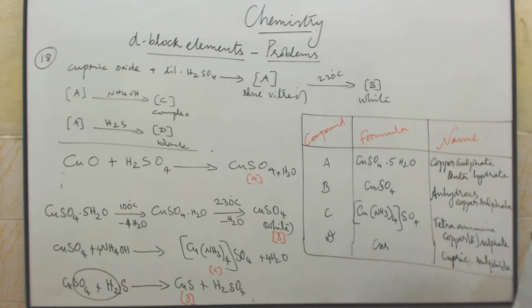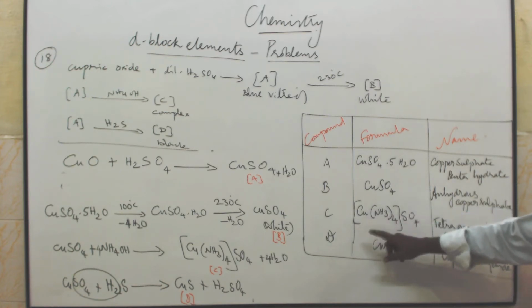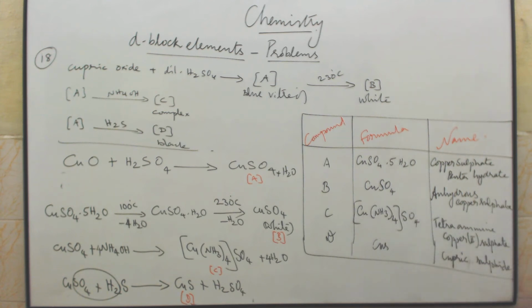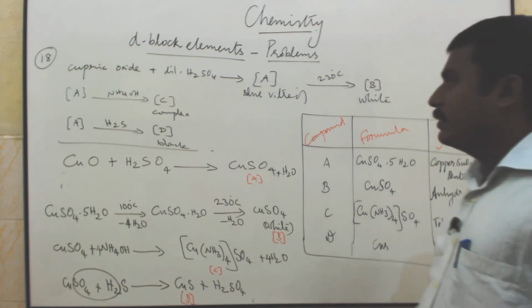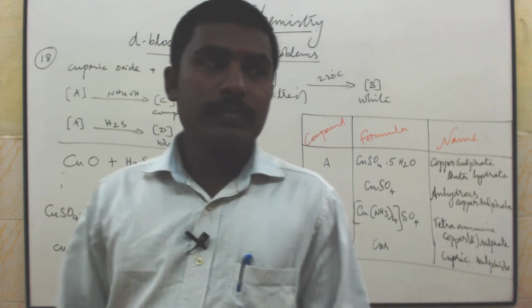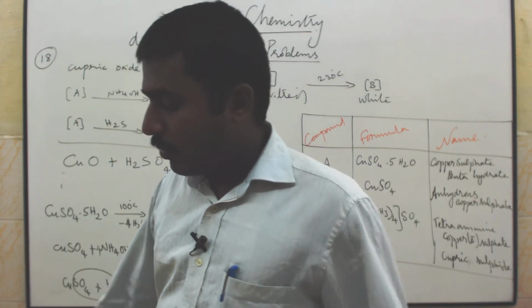Okay. So in that problem, A is copper sulfate pentahydrate, that is blue in color. B is copper sulfate, that is white in color, so that is anhydrous copper sulfate. C is tetraamine copper 2 sulfate. Then D is cupric sulfide. Okay. The next question.